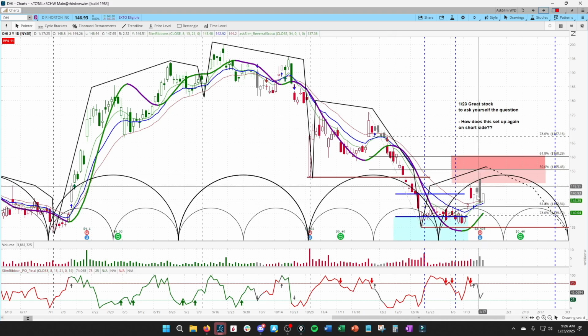Big sell off here post earnings. I like that. 121 to you can see it had earnings, a gap up that got sold, and I added this note. This is a great stock to ask yourself the question: how does this set up again on the short side? Right, that's a question to ask yourself. I will give you my answer.